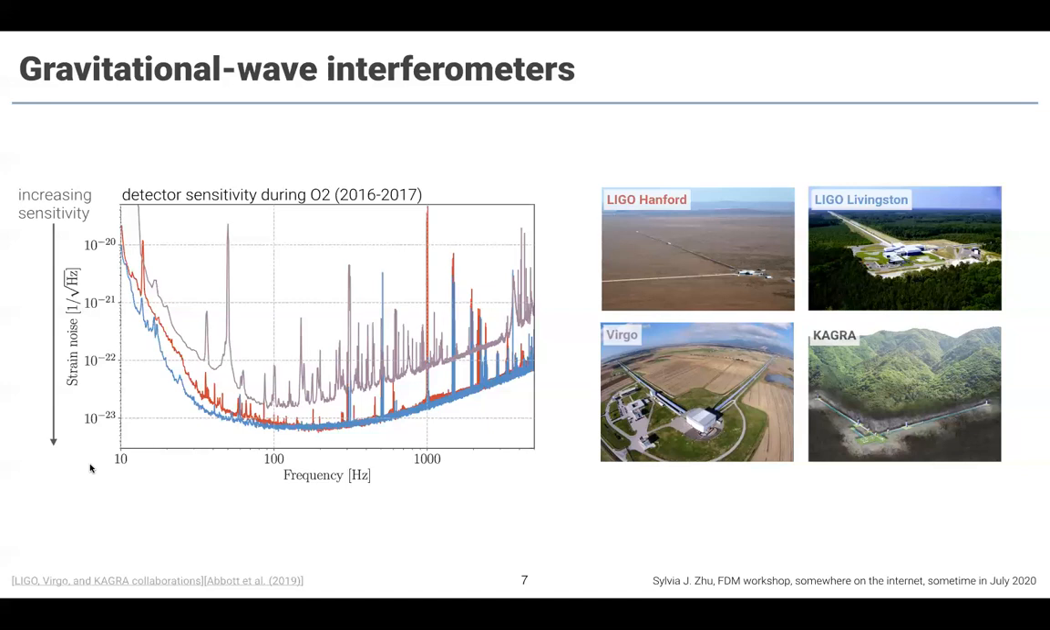Right, so this is going to cause some jittering or some movement in your system. There are also these lines right here. There are also these sort of peaks. These are at individual frequencies, and these are lines that can be caused by things such as the violin modes, so basically the resonance modes of your suspension.